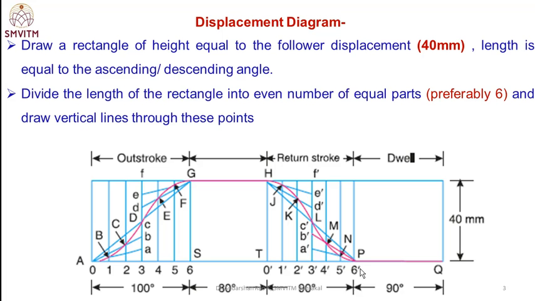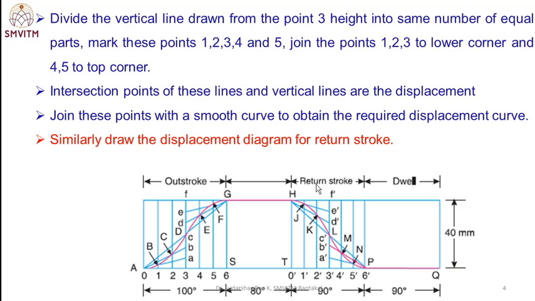Outstroke 100 degrees, return stroke 90 degrees, and 80 degrees and 90 degrees at dwell 1 and dwell 2. Total height is 40 mm, the displacement. Then divide the vertical line drawn from point 3 and point 3 dash, in the descending, from point 3, into the same number of equal parts, that is 6 divisions. The 40 mm height is divided into 6 divisions and mark the points with lowercase letters a, b, c, d, e, f.